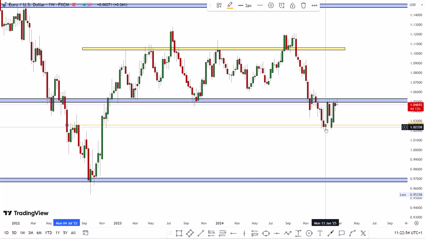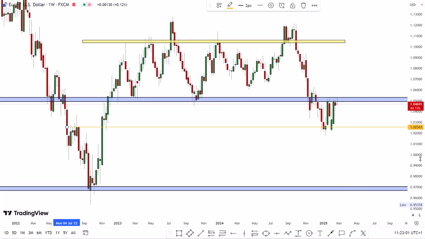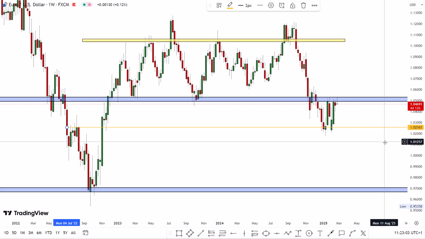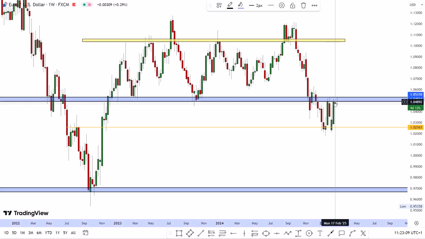So EUR/USD has created a double bottom, but guys, I am still bearish. I know a lot of people are trying to buy. I will tell you the reason why. You guys can see that this is a double bottom and this is the neckline. So long as we are still trading beneath this area, I am bearish.